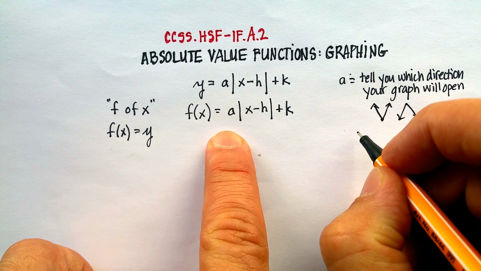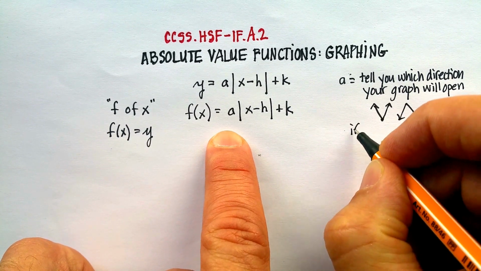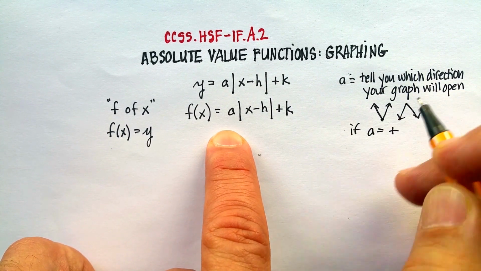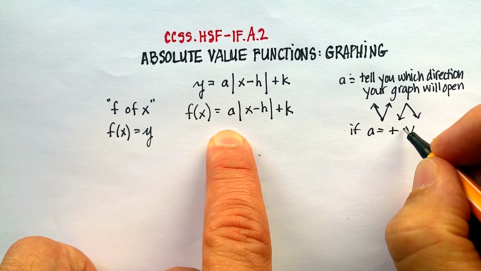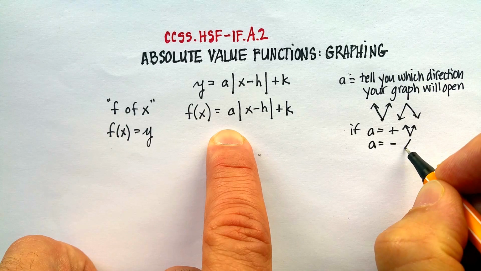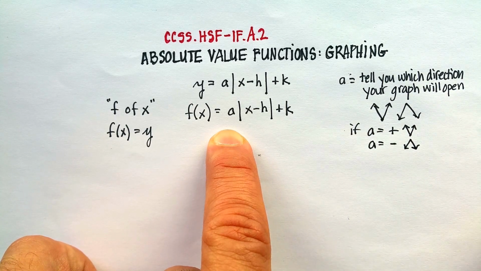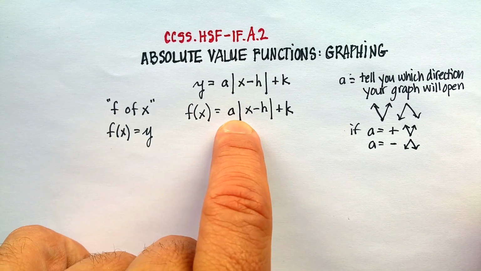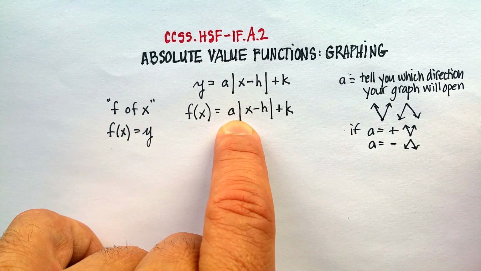If the A value is positive, then it will open upward. If your A value is negative, it opens downward. Okay, so this is important information for you to have.